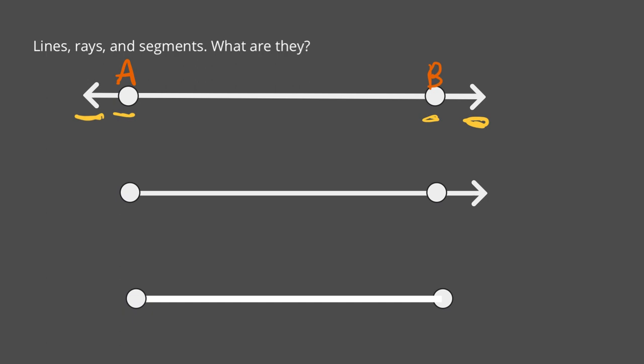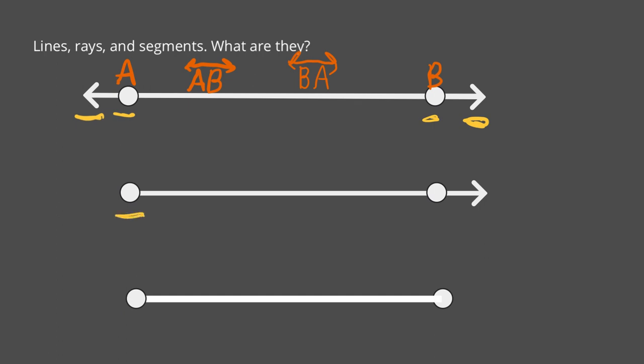We would define this as line AB, and there's a very simple way to write it: AB with 2 little arrows on the line above it. We can also write it as line BA like this, BA with our little arrow and our little arrow. Either is completely okay.